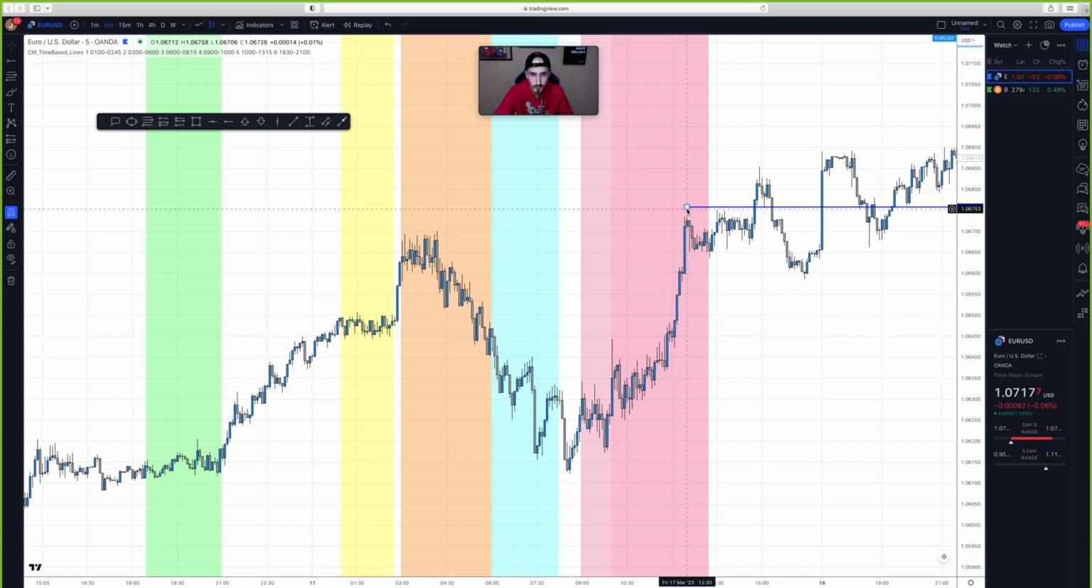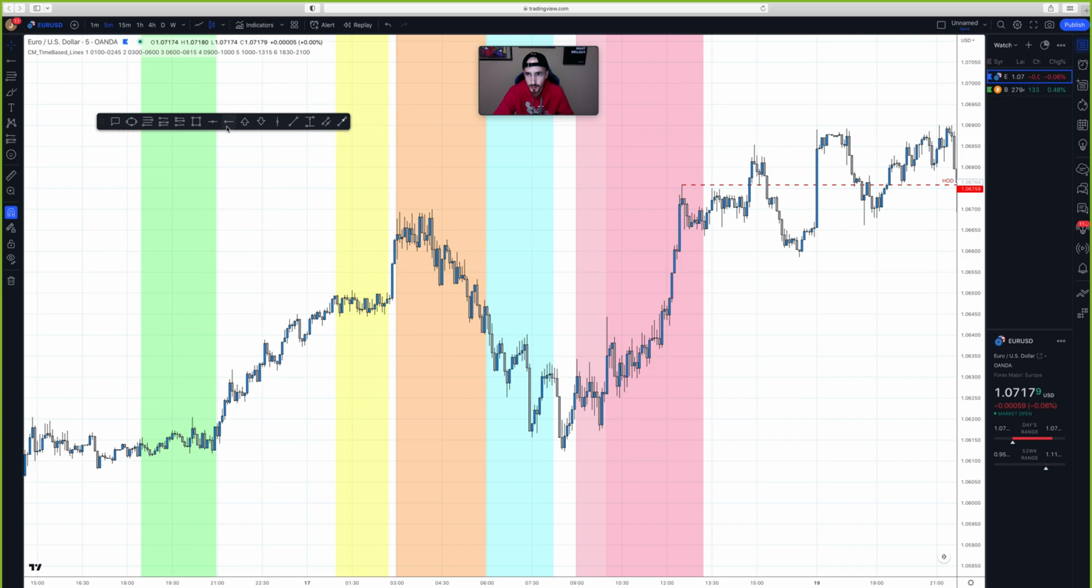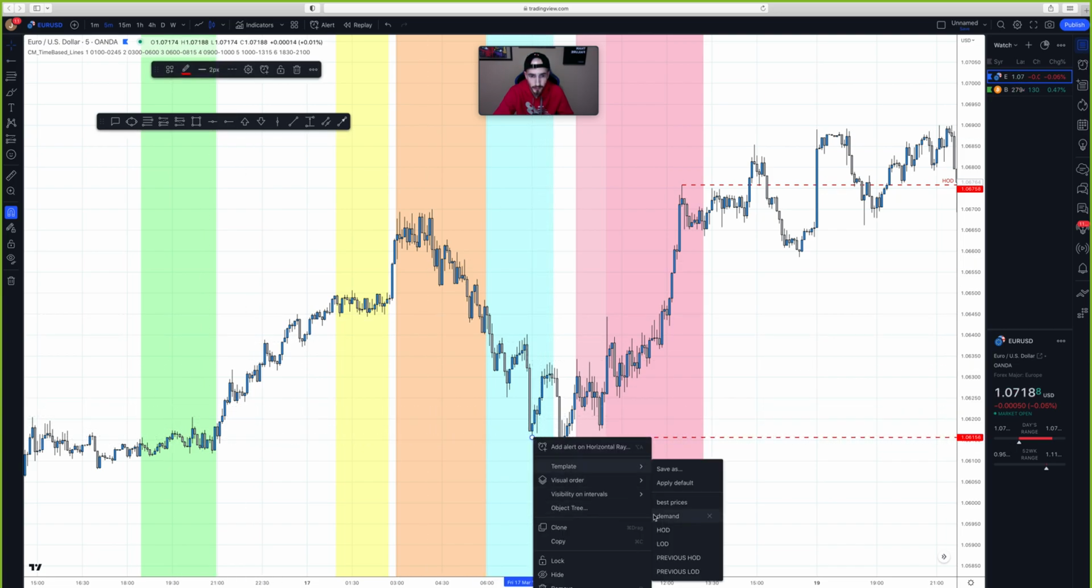This is the highest point of the day right here. So this is our high of day. And then our low of day is going to be down here. Low of day down here.